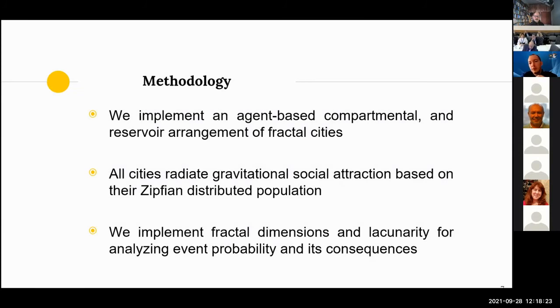So, what we do is we implement agent-based compartmental and reservoir arrangement of fractal cities. This means that we create cities and use intelligent agents that move around them in a reservoir setting. All cities radiate gravitational social attraction based on a Zipfian distributed population. And we implement fractal dimensions and lacunarity to analyze event probability and its consequences. So yes, this is a lot of things, but I will put it simply in pictures.